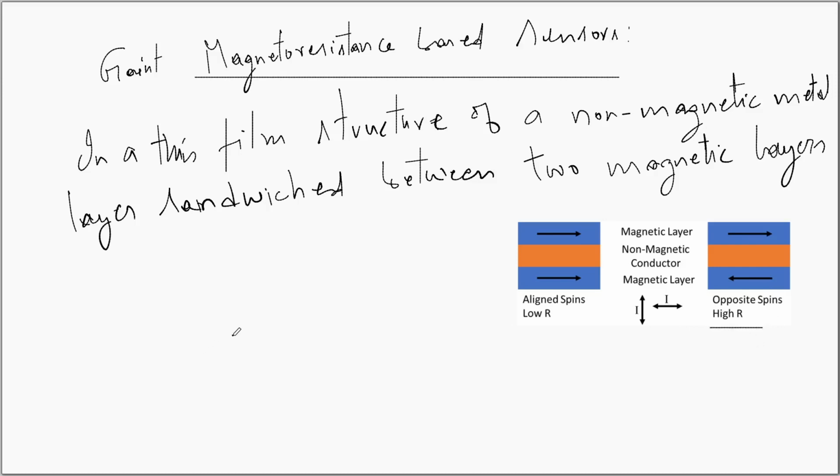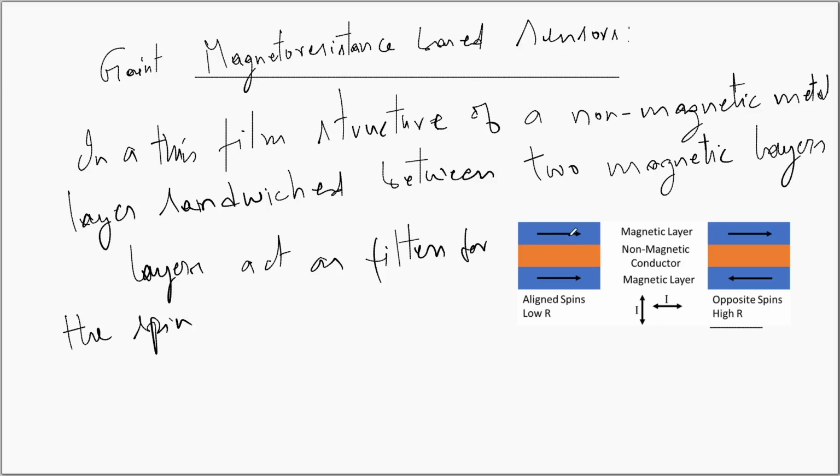In a typical GMR, the layers act as filters for the spin of the electrons. Depending on the spin of the electrons, the conductivity is going to change. As an extension to this observation, one can think of what is known as spin valves.